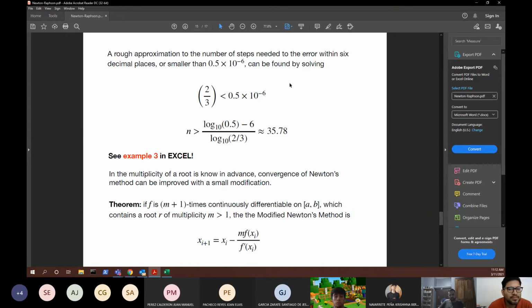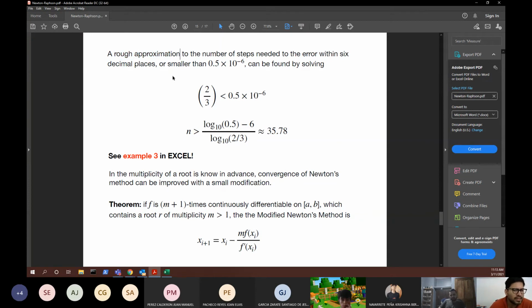So what do we do here? Remember that this is an inequality, so if we follow the rules of inequality, we can obtain the n value. We just apply log on both sides. Because it's a multiplication, we can separate it, and the n value is just the division of the two logarithmic expressions. It's going to be about 35.78. This is just a rough approximation.